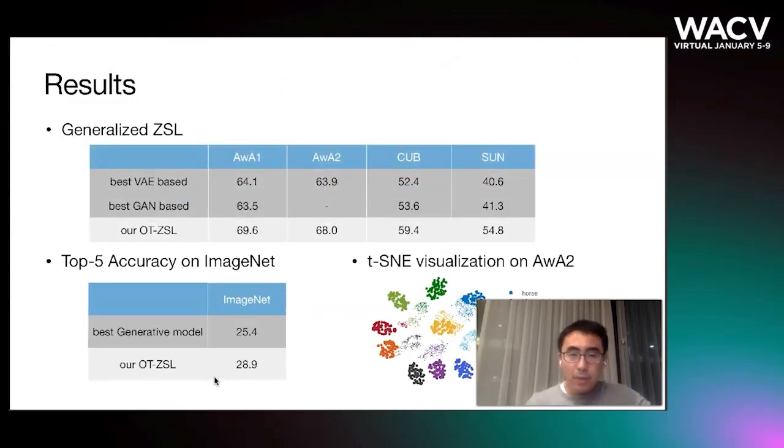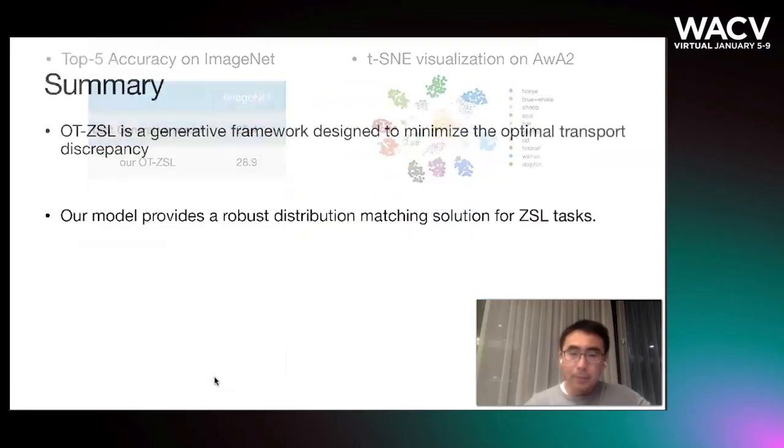Given the proposed model, we have achieved state-of-the-art performance for generalized zero-shot learning on 4 benchmark datasets. Further, we demonstrate the predictive power on a large-scale dataset, even ImageNet. To further understand the generative power, we visualize the AWA2 dataset using t-SNE, and we observe that the real image features and the generated features are closely distributed in the latent space.